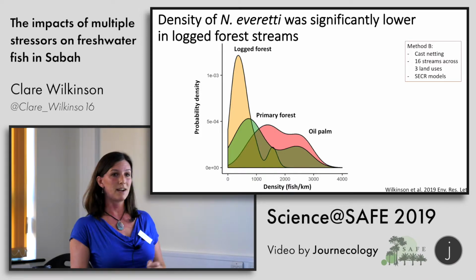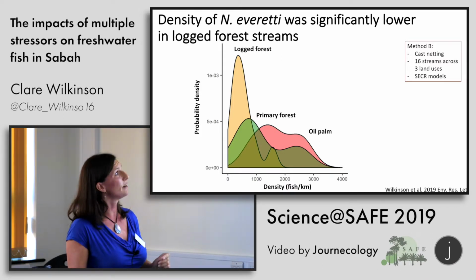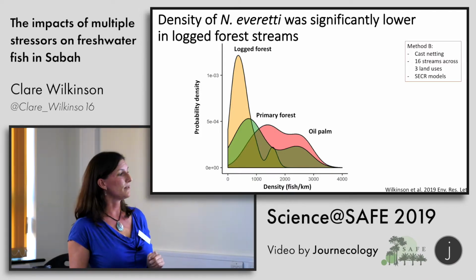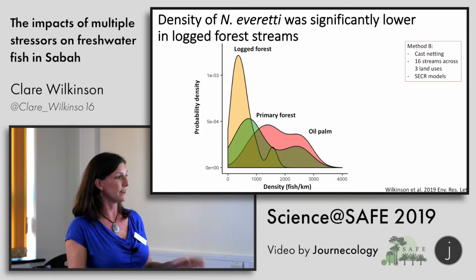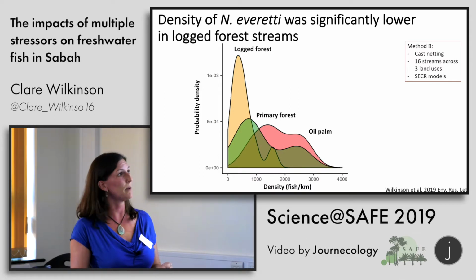Essentially, there was no effect of the drought on density of everetti. However, density was affected by the land use. So logged forest was significantly lower than primary forest or oil palm plantations.